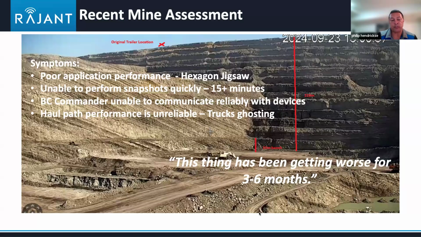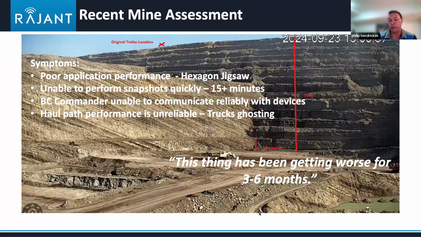Also, as the trucks were moving around the haul path, if you play with fleet management systems, we could see trucks ghosting all over the place. They would track for a very short period of time on the mine map, and then all of a sudden they'd get stuck. Then 5 minutes later, they'd appear 3 or 4 kilometers away. The one complaint that triggered me in terms of network drift was that quote there: this thing has been getting worse for the last 3 to 6 months.